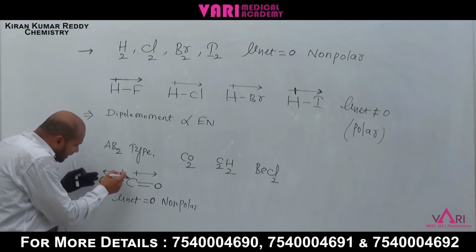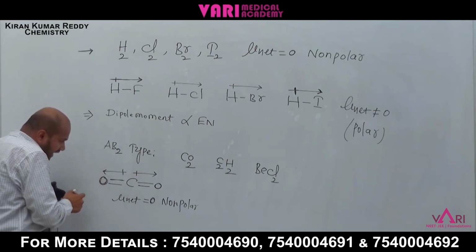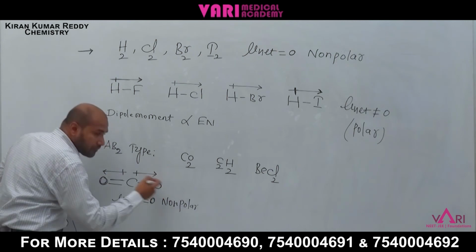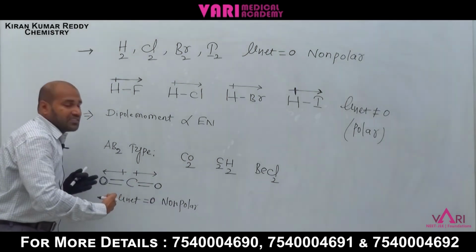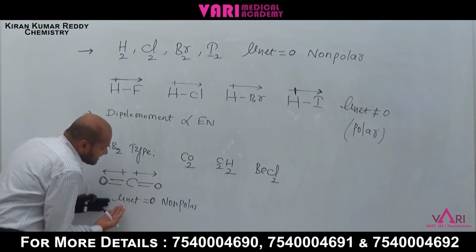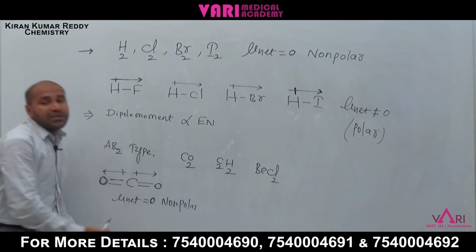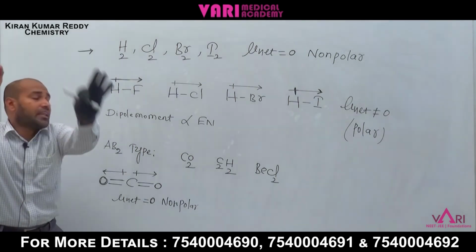Why, sir? Because the dipole moments go from less electronegative to more electronegative. These are opposite vectors, and in physics, opposite vectors cancel each other. Mu net is equal to 0, so that molecule will be non-polar.